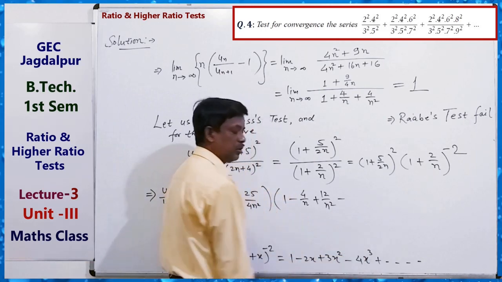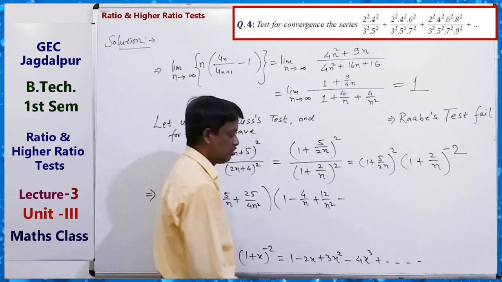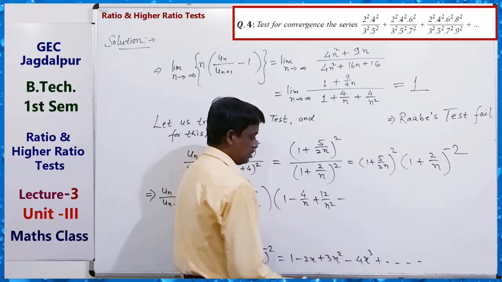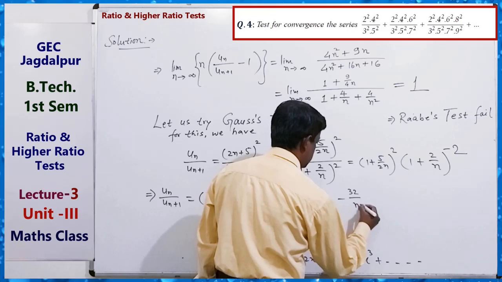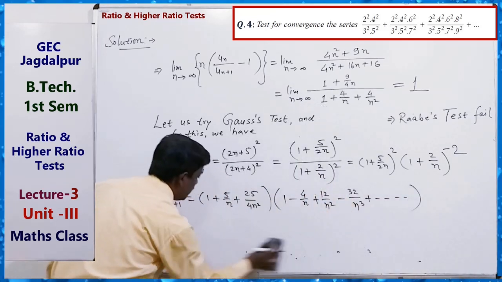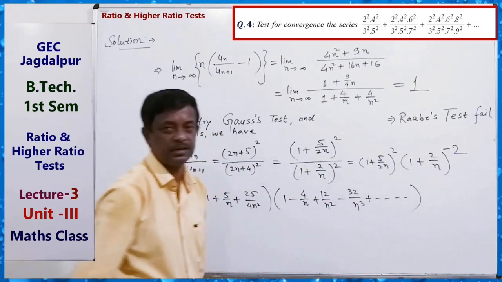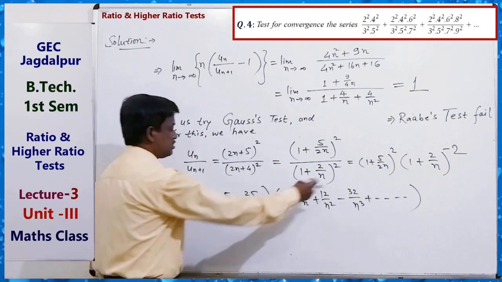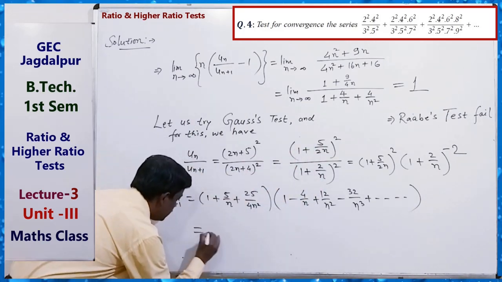Minus what? 4 into x cube. 2 power 3, 8 into 4. What? 32 upon n cube, and so on. Now, by multiplying this, we can write, you can adjust it. So 1 into this, 5 by n into this, just write it.